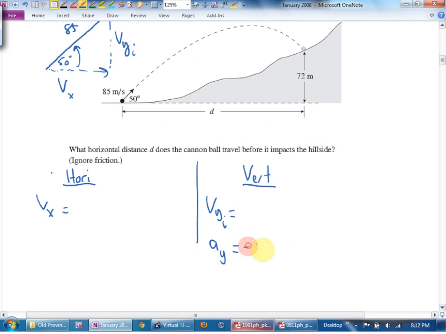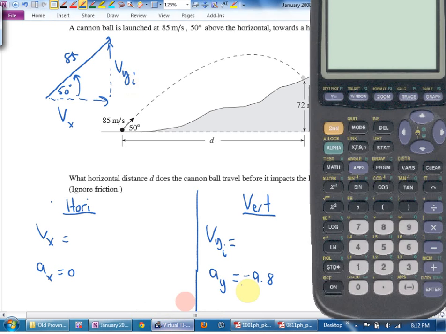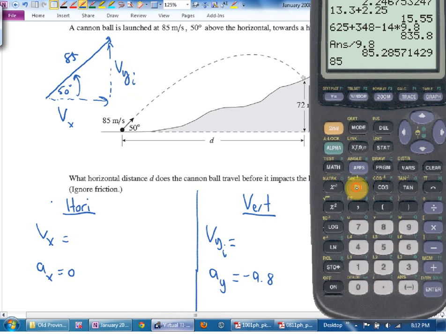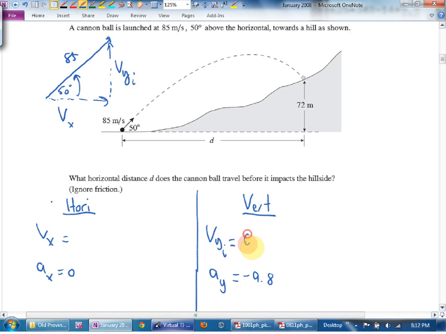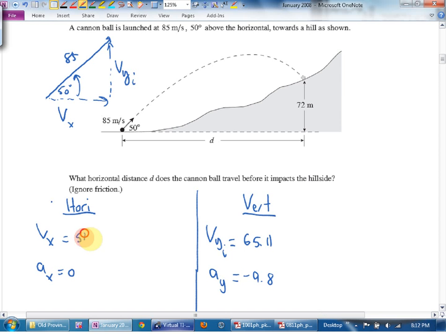Vy initial is going to be sine. Trust me, do the trig and it works. So I'm going to do this really quickly. 85 sine 50 is 65.11. There's your initial vertical velocity. And my initial horizontal velocity is going to be 85 cos 50, which is 54.64. That's pretty much a given for almost any projectile. You start out doing that, and then you pause.